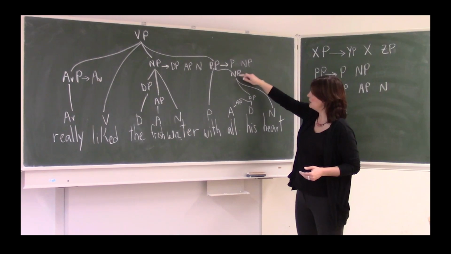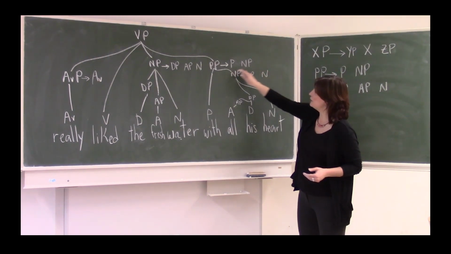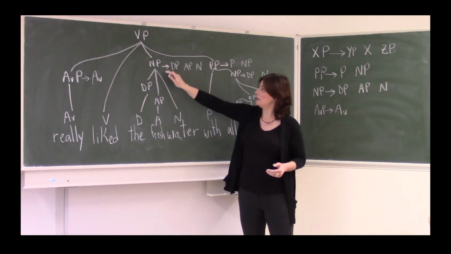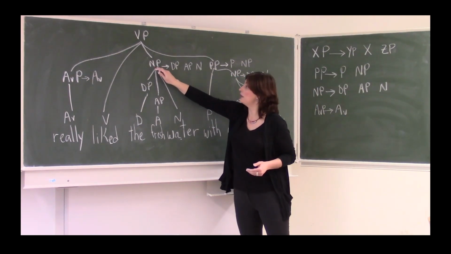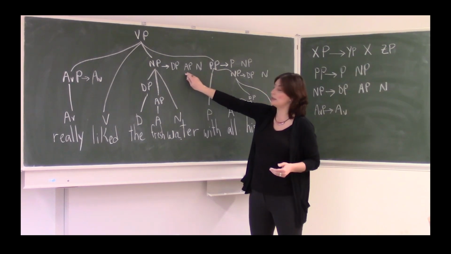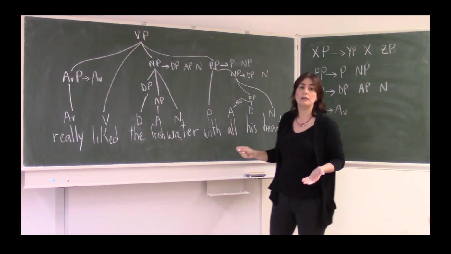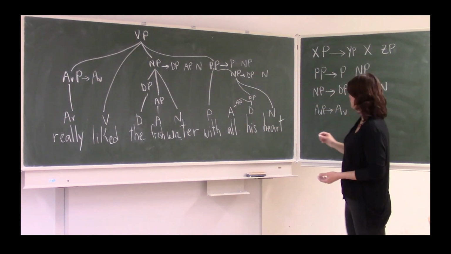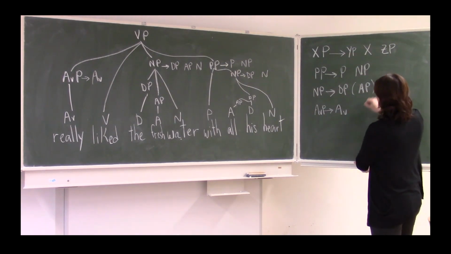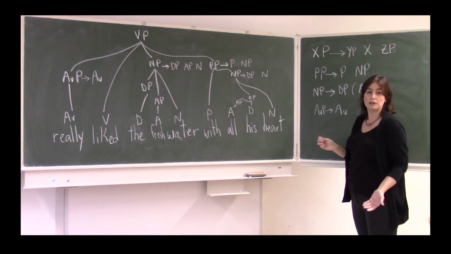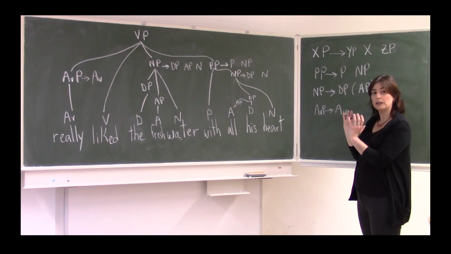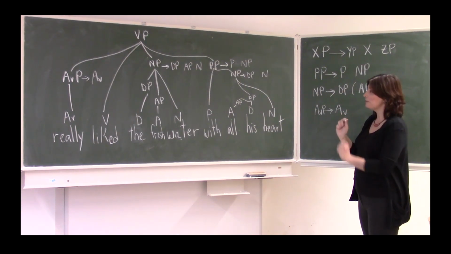So this noun phrase has a DP and a noun. This rule is contained in this rule, because here you have a noun phrase, a DP, and a noun. This one has an additional phrase. So the only thing that this data is telling me is that this adjective sometimes is there and sometimes it is not there. So I just put it within brackets. That's what brackets mean.